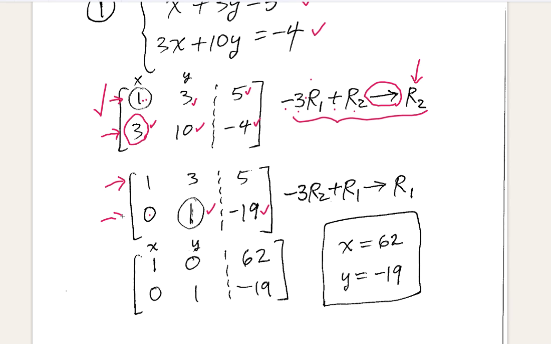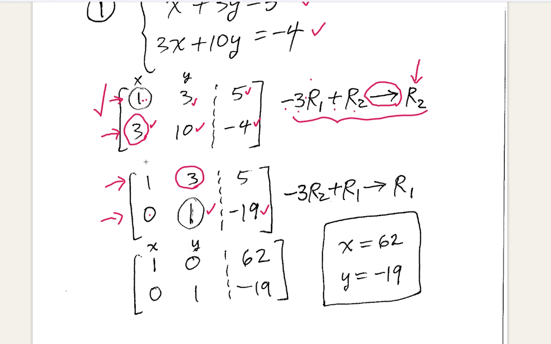What's the leading entry on the second row? The leading entry is a 1. We got lucky there. The leading entry is a 1, so it's just what I want where I want it. What I don't like about this column is this one now. I want that to be a 0.